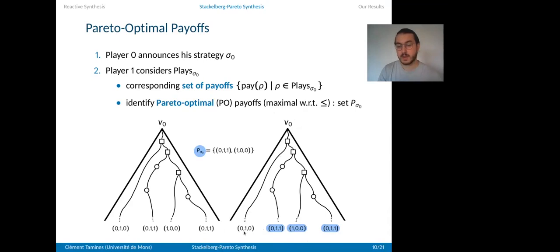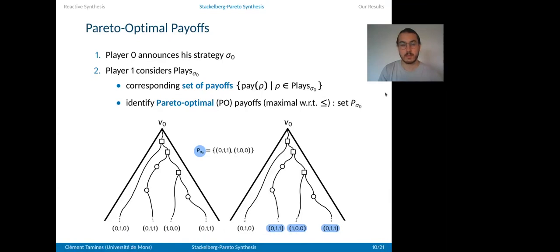We can see that this payoff is not Pareto optimal as it is strictly smaller than this one, and we can see that these two payoffs are not comparable given our partial order. So we write the set of Pareto optimal payoffs P of sigma 0. In this case, it contains the two payoffs 0, 1, 1 and 1, 0, 0.